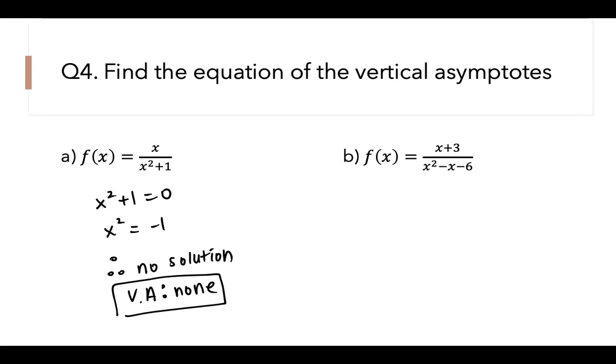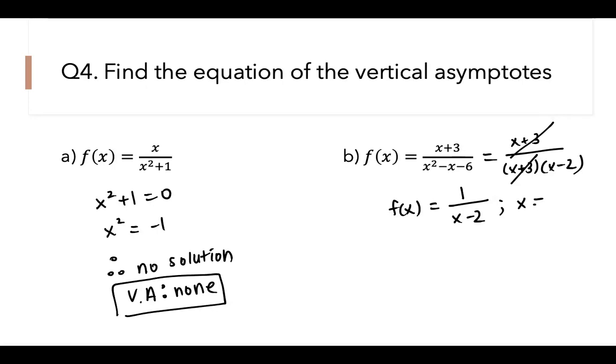Next, letter B. We're going to factor the denominator. Before you do anything, always simplify as much as possible by factoring. It's going to be (x plus 3)(x minus 2). Again, you notice that it cancels out, so there is a hole. So f of x, the simplified version, is going to be 1 over x minus 2. And we know that for the domain, x cannot be equal to negative 3 and 2.